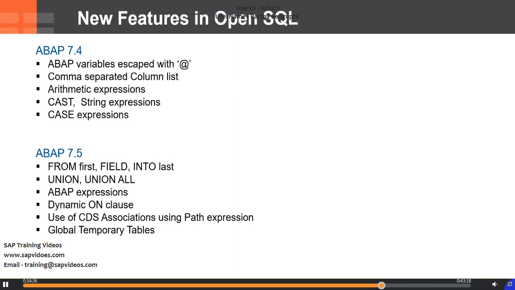Global temporary tables are also available. Temporary tables are tables which you use for versioning, and if you want to have 3 or 4 versions, then you use temporary tables. So these features, union all, ABAP expressions, use of CDS associations, path expressions, dynamic on clause, are available from SAP NetWeaver 7.5 and above.